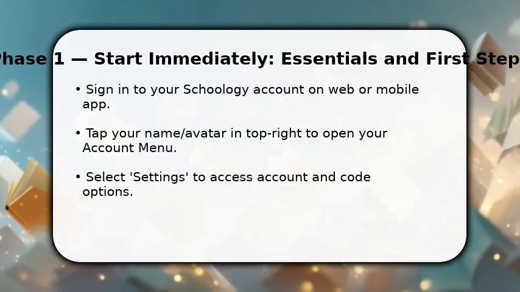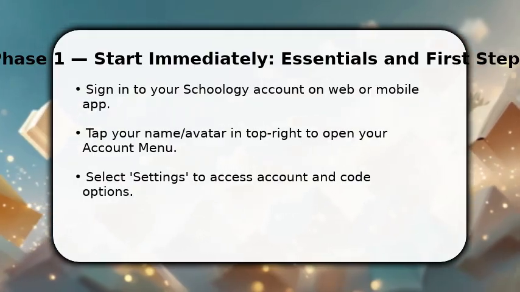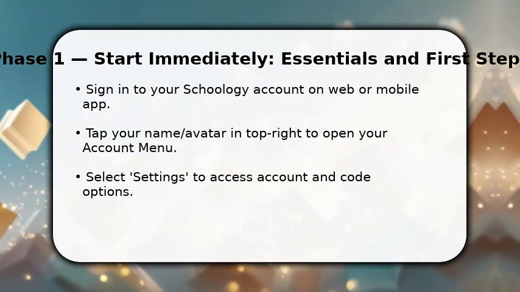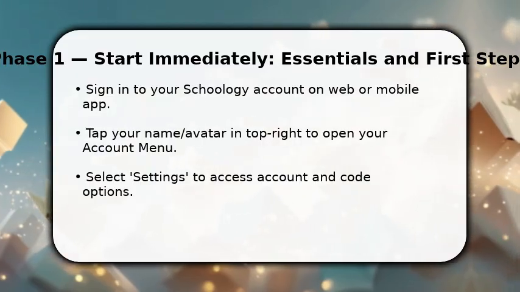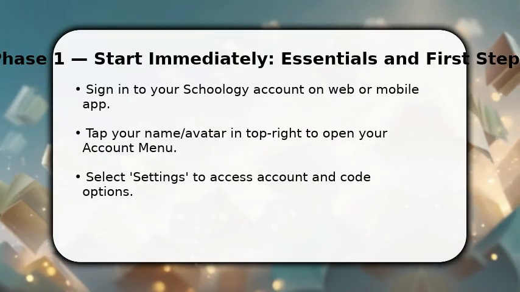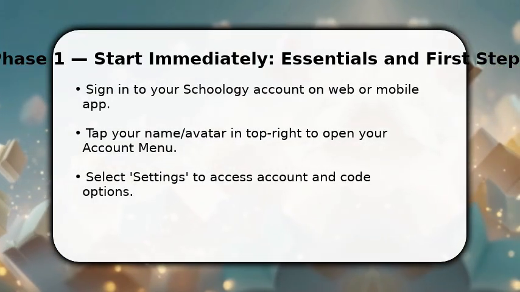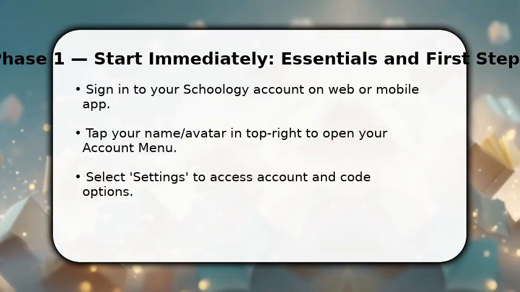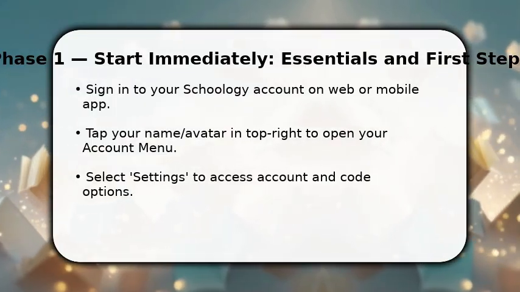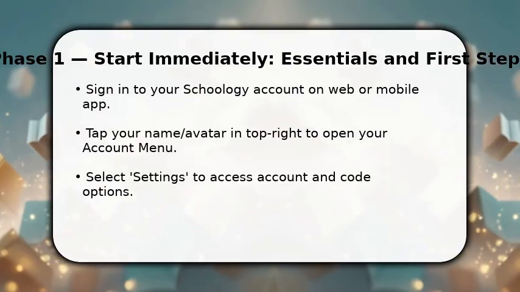You start by signing in, use the web or the Schoology app on your device. Once signed in, tap your name or avatar in the top right corner to open the account menu. This is where Profile controls live. From there, select Settings so you can manage account-specific tools. You do this because QR access is tied to your profile. Make sure you're in the right account, then proceed to the next area to find shareable links and codes.